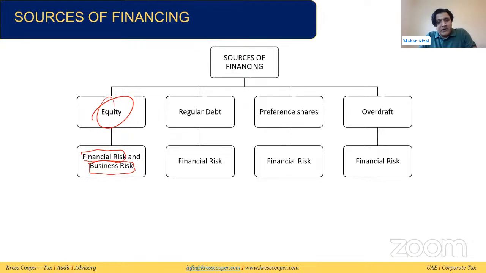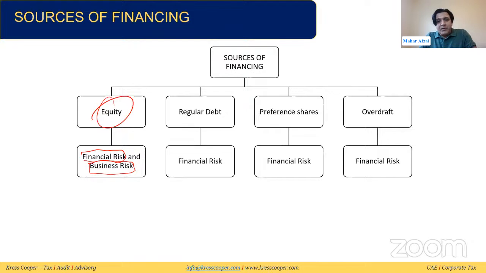We'll have separate sessions sometime on what the financial risks and the business risks are. I am planning to have sessions on strategic financial management as well. Once we discuss strategic financial management, we'll discuss what the business risks and financial risks are. For the time being, we can say equity holders are subject to two risks: a business risk and a financial risk.